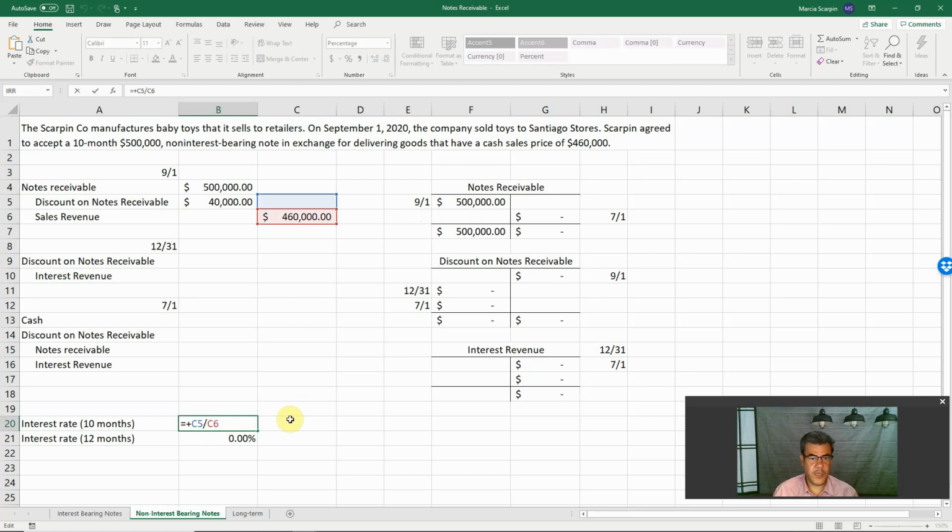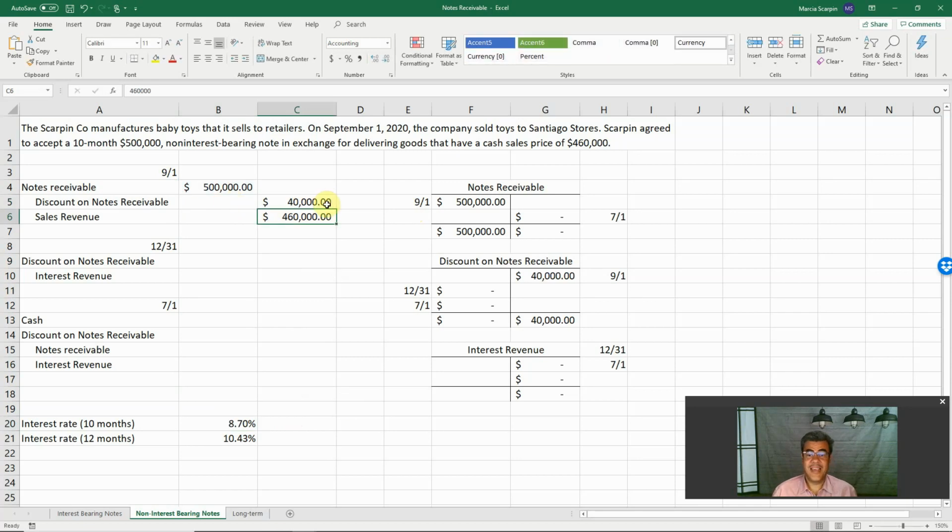Oh, we can do that. Oh, sorry, it is a credit. Man, the journal entry is not balanced. Yep. So here, discount on notes receivable, 40.